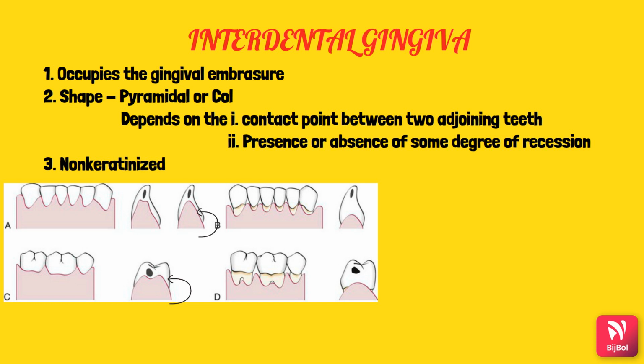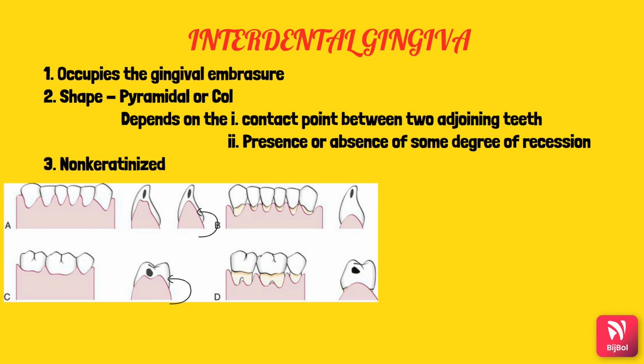And the interdental gingiva is non-keratinized. The attached gingiva and the marginal gingiva are keratinized, whereas the interdental gingiva is non-keratinized. So you can appreciate in the picture that the anteriors are having a pyramidal shape of interdental gingiva, while the posteriors are having a cone-shaped interdental gingiva.